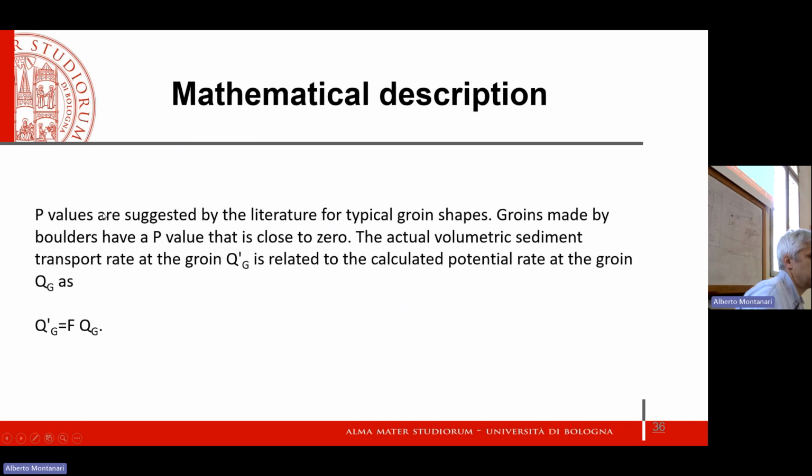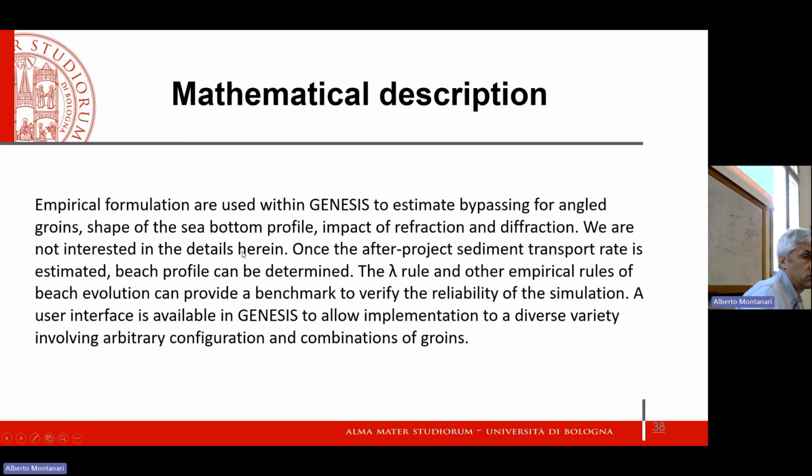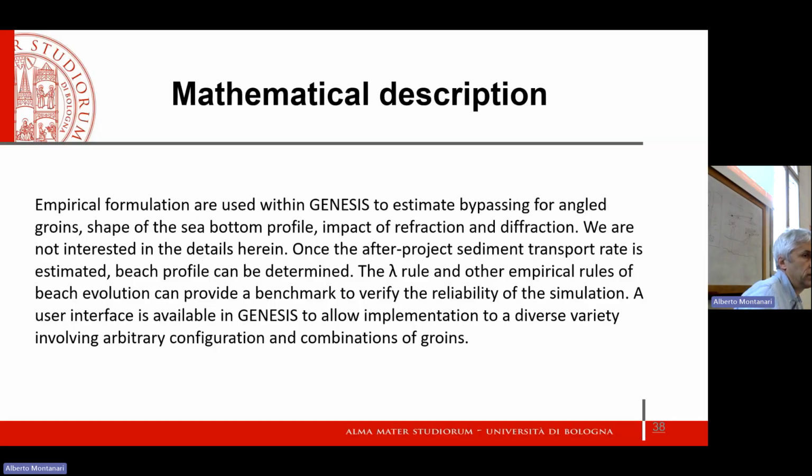So p-values are suggested by the literature. You don't have to remember this. Just keep in mind that p-values are suggested by the literature. And let's forget about this formula here, because it's not important. And also permeability is assigned through empirical relationships. Let's forget about them. The only thing to remember is that there are empirical relationships for expressing permeability and bypass, okay? And here there is a couple of slides, or only one slide, for expressing bypass, but you don't need to remember them.